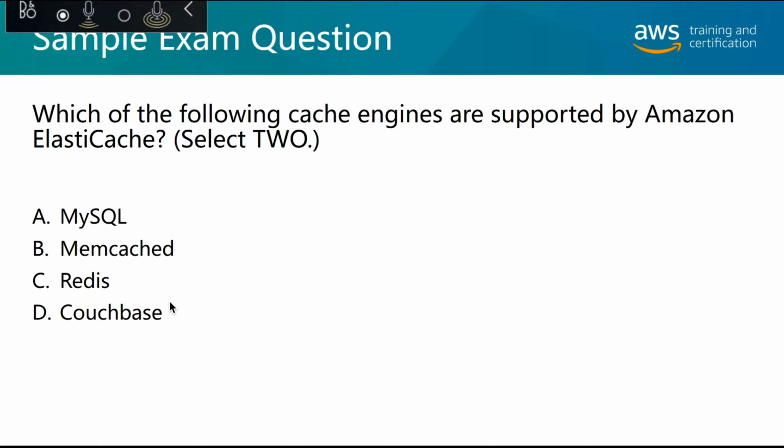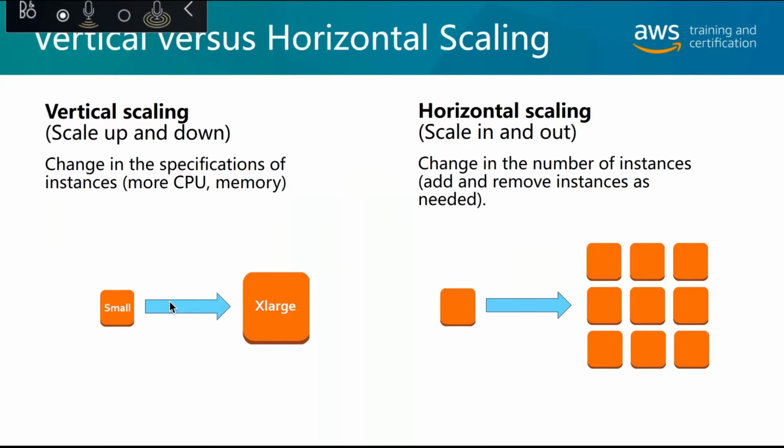So which of the following cache engines are supported by ElastiCache? So we mentioned that it's Memcached and Redis. And then just quickly on elastic scaling, you can have vertical scaling versus horizontal scaling.